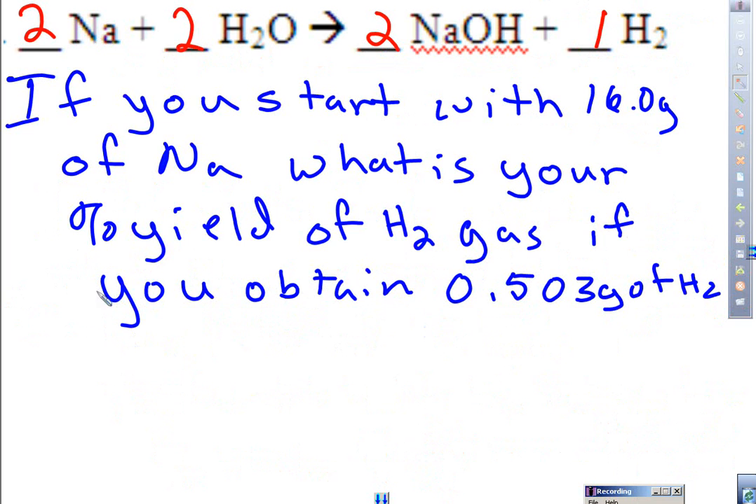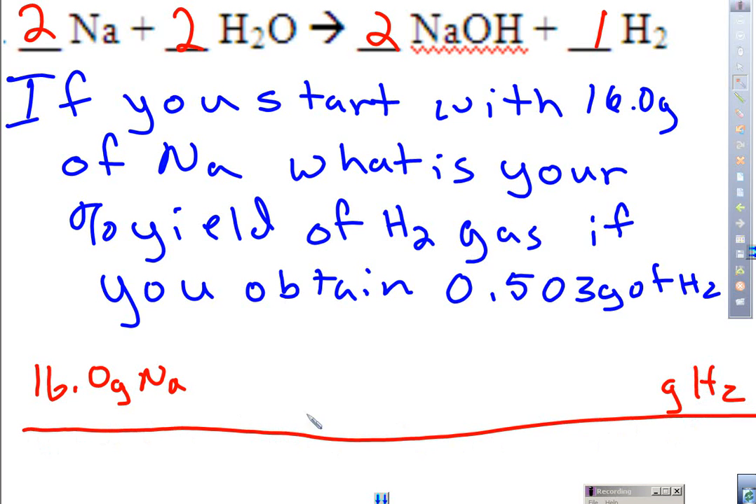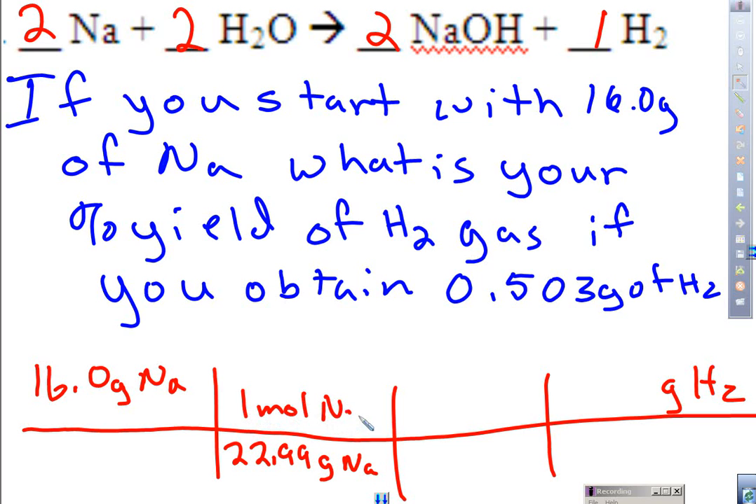Alright, so what are we starting with in this problem? Na. What do we need to find over here? Grams of H2. Okay, so how many steps am I going to do? 3. So 1, 2, 3. What do I put down here? 22.99. That's the molar mass of Na. What do I put on top? 1 mole. What do I put on bottom right over here? 2 mole Na.